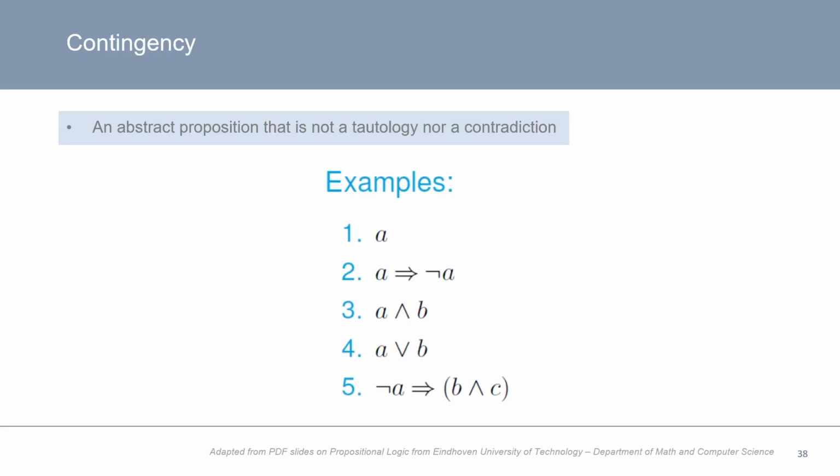Lastly, we define contingency. This is an abstract proposition that is neither a tautology nor a contradiction. Here are some examples of abstract propositions that would be considered contingencies if you work them out in a truth table. Next, let's move on to the concept of equivalence, where we further explore the calculus of logic.